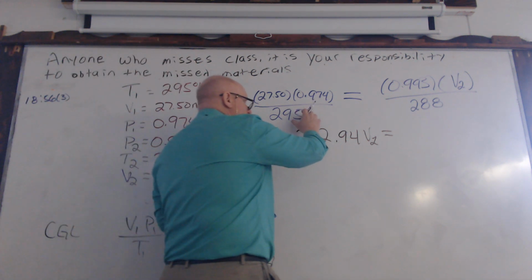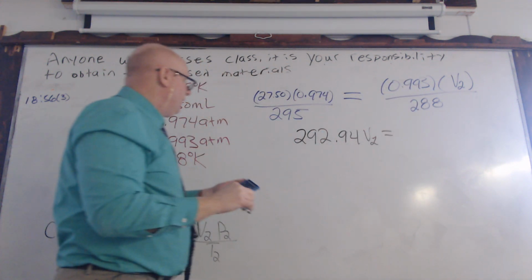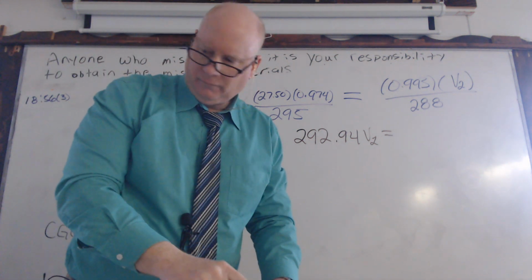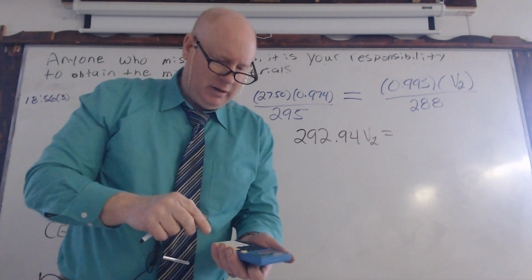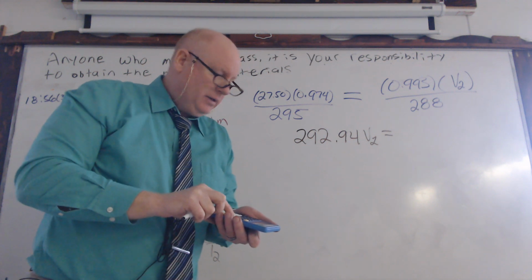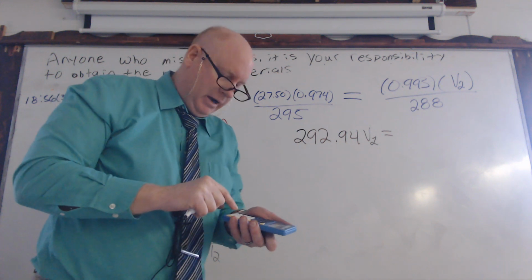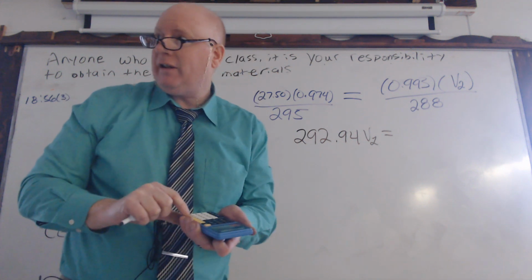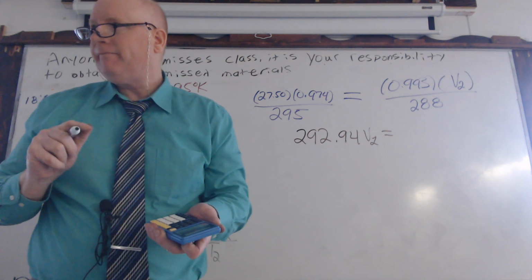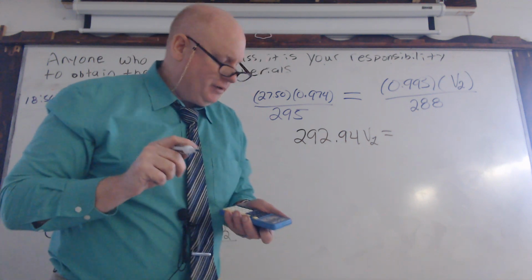So then we cross multiply here. You're going to do the same thing to that side. 27 and a half times 0.974 times 288. It's too dark in here. 27.5 times 0.974 times 288 is 7714.08.